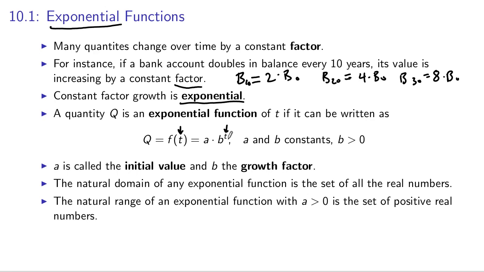We call a the initial value because that's the amount the quantity starts at, and b the growth factor, and often we even write a as q naught, which means initial quantity. But we'll keep b for growth factor.